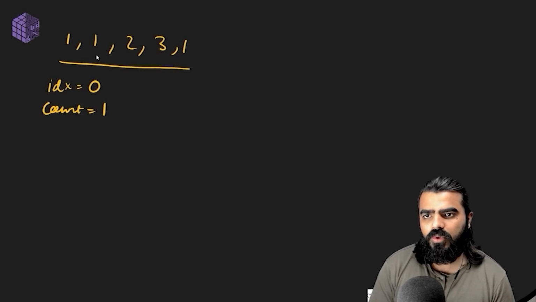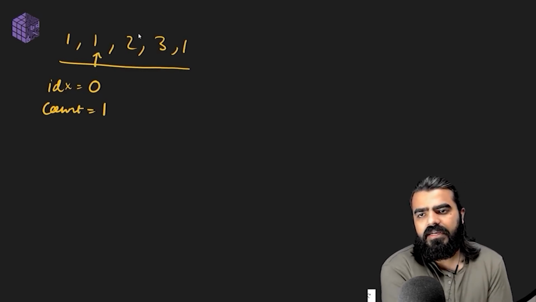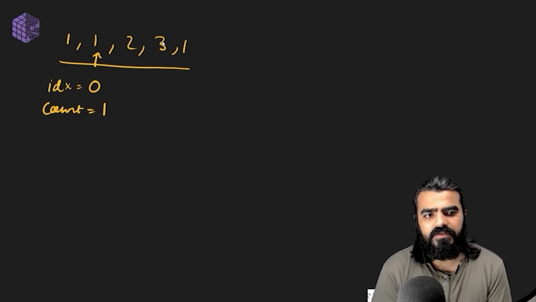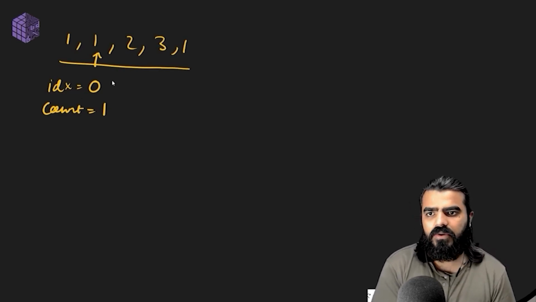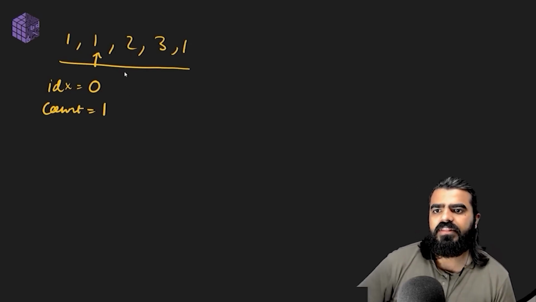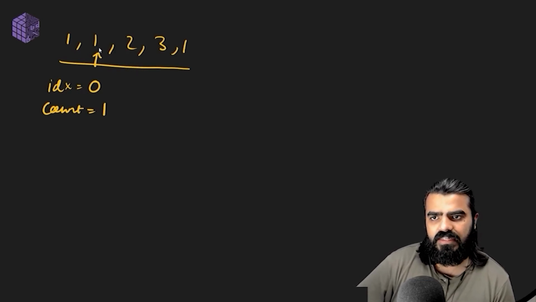Then we'll put a loop from the first index till the last index, and we'll see if the count increases or decreases. Whenever it increases, we increase the count. Whenever it decreases, we check if it has become 0. If it has become 0, then we will change the contender to be the current element with count 1. So let's start with this element.